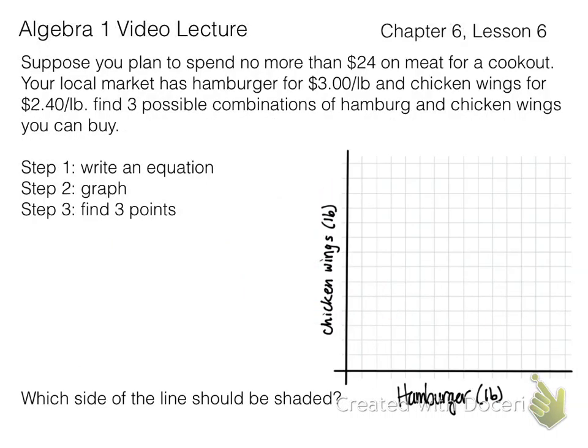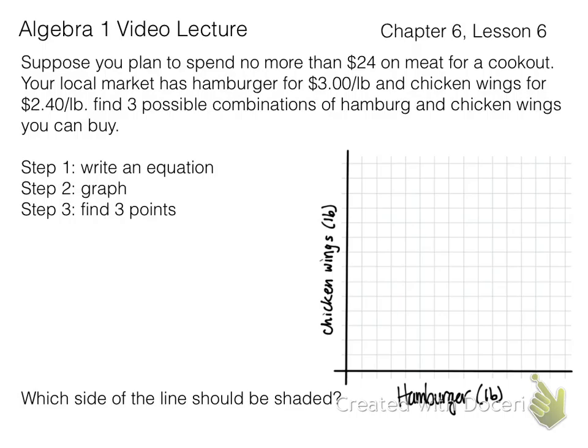Suppose you plan to spend no more than $24 on meat for a cookout. Your local market has hamburger for $3 per pound and chicken wings for $2.40 per pound. Find 3 possible combinations of hamburger and chicken wings you can buy, and basically you want to stay on budget. You can't go over $24.